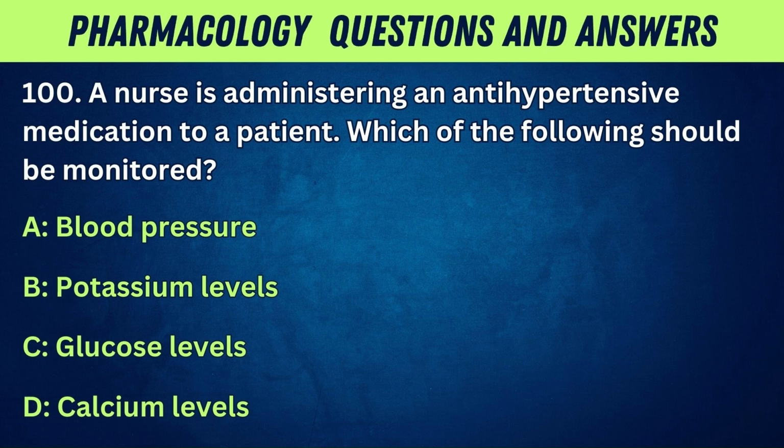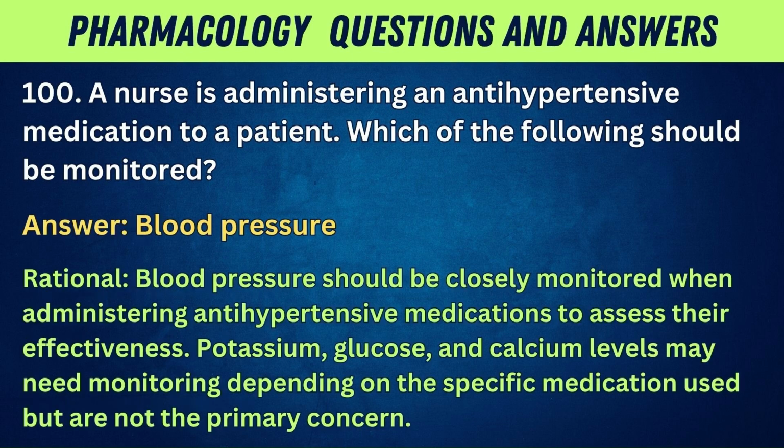A nurse is administering an antihypertensive medication to a patient. Which of the following should be monitored? A. Blood pressure. B. Potassium levels. C. Glucose levels. D. Calcium levels. Answer: blood pressure. Rationale: Blood pressure should be closely monitored when administering antihypertensive medications to assess their effectiveness. Potassium, glucose, and calcium levels may need monitoring depending on the specific medication used, but are not the primary concern.